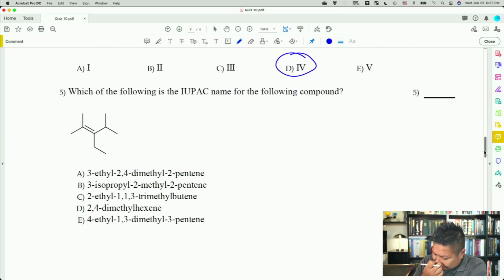Okay, so this is just naming the alkene. This is pretty simple. We have a pentene here, and there are 2 methyl groups, one at number 2, one at number 4. There is an ethyl group at number 3, so we can name it 3-ethyl-2,4-dimethyl-2-pentene. Okay, so that's A.